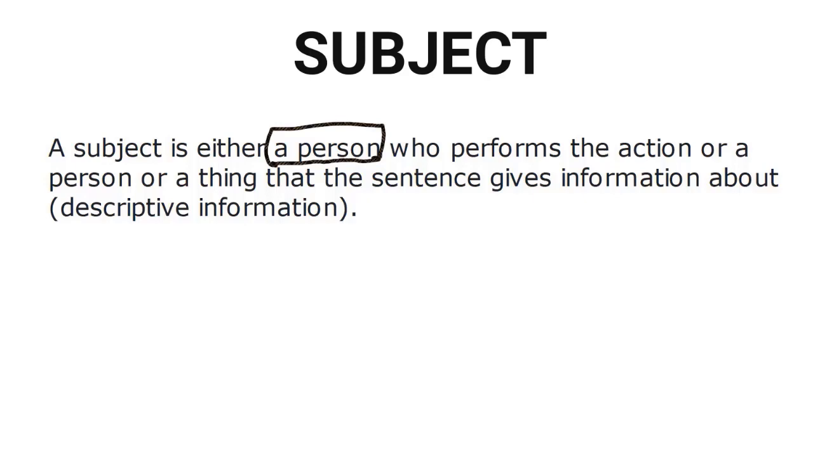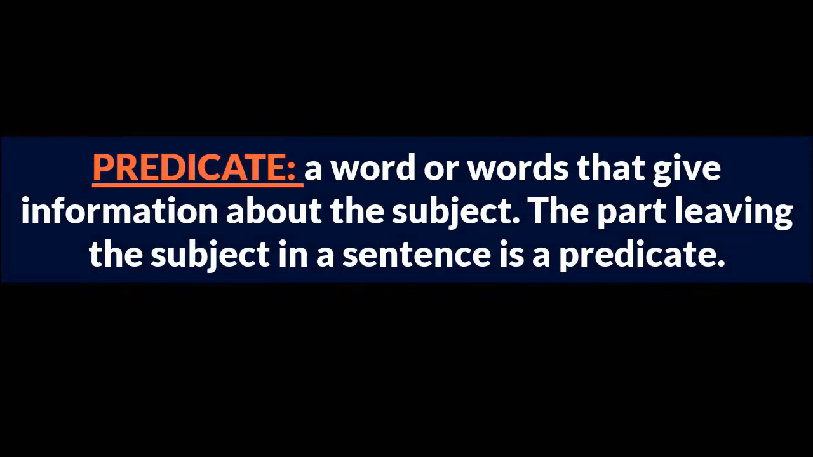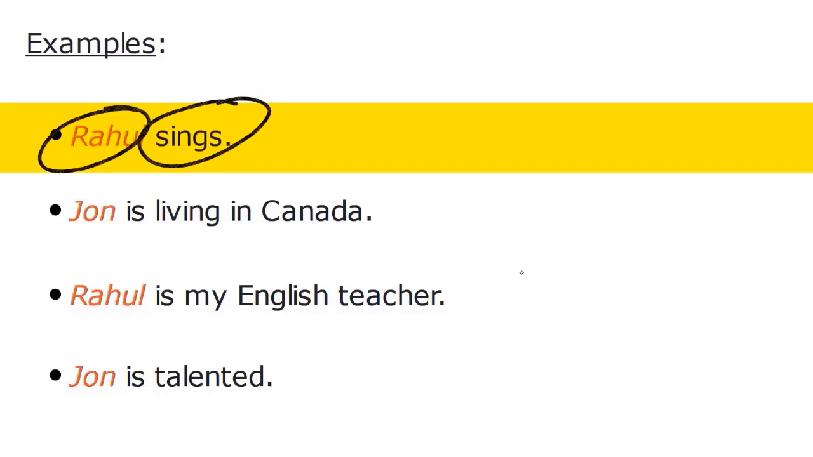Example number one, Rahul sings. Rahul does something which is singing. So in the sentence, the subject is Rahul and the predicate is sings. Now, what is a predicate? Let's understand this. Guys, leaving the subject of a sentence, what you're left with is your predicate. So here, Rahul is the subject, a person that performs an action, and sings is a verb that is also a predicate, right? Subject, Rahul, predicate, sings.